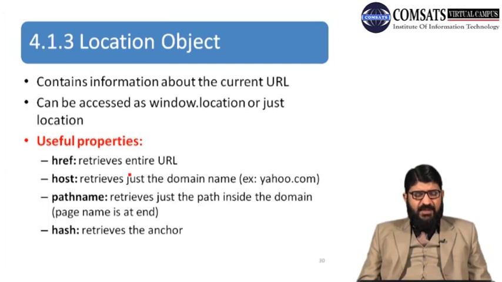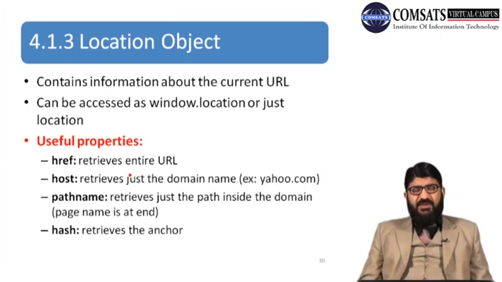So the fourth one is hash, and hash retrieves the anchor. So these are the four properties: href, host, path name, and hash, which are used as the properties for location object.